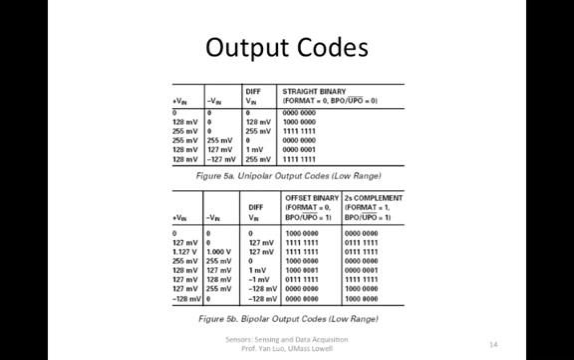We have the straight binary representation. The table below is the bipolar output codes to represent the differences of the voltage, some are positive values, some are negative values. We can either use offset binary or use the 2's complement. In 2's complement, we use the most significant bit to represent negative values.